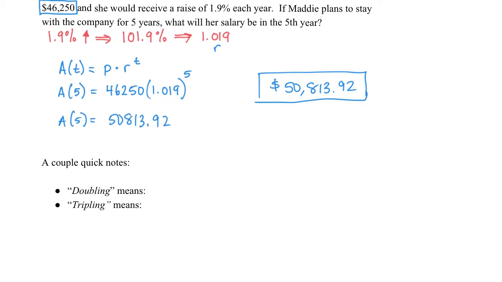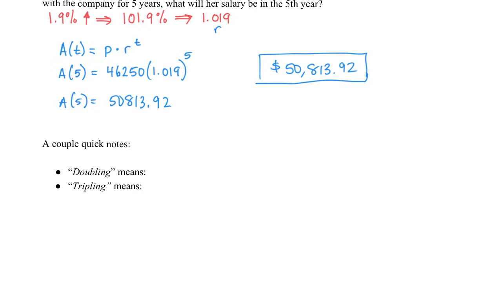Now, a couple of things to know. Doubling. Let's just make sure we know what these words mean. This means multiplying by 2, or you could think of it as a 100% increase, which means when you convert that, it's actually going to become 200%. And when you divide by 100, it's actually going to become a rate of 2, which puts us right back where we were.